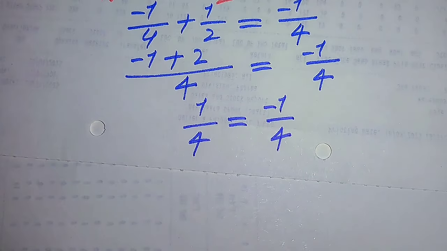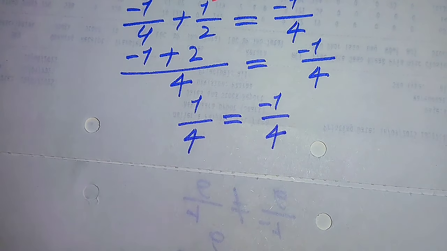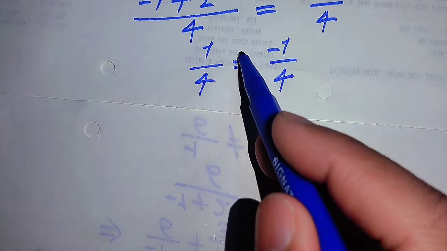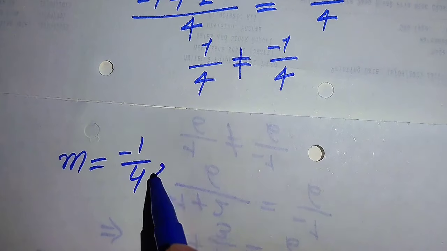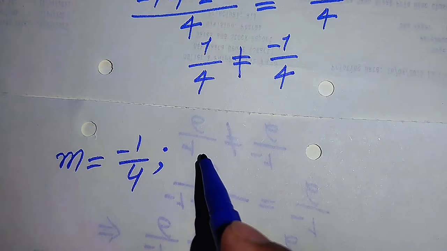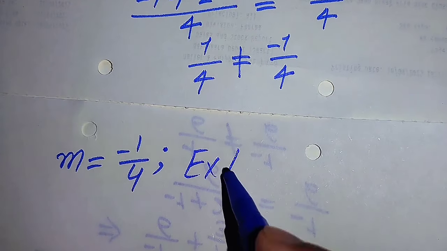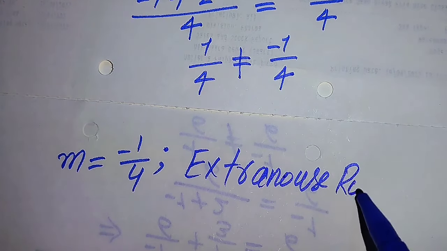So here you see that the left hand side is a positive value, but the right hand side is a negative value. We know that a positive value cannot be equal to a negative value. Okay, this is not a possible case. So if this is not possible, it means that the value m equals minus 1 over 4 does not satisfy our given question statement, and we call m equals minus 1 over 4 the extraneous root of the given equation.